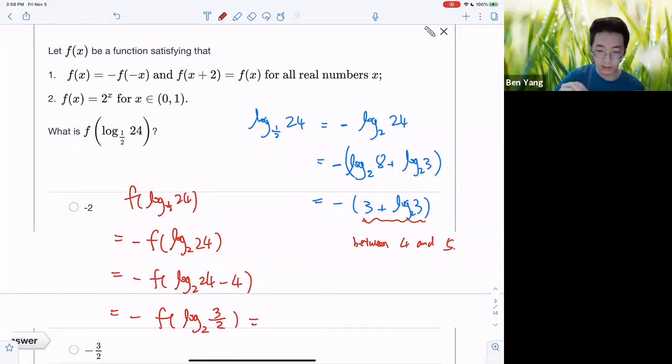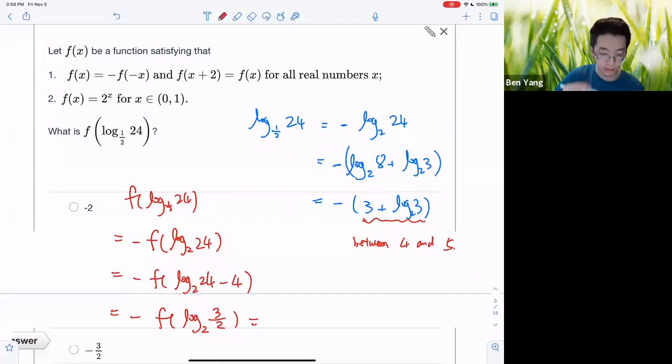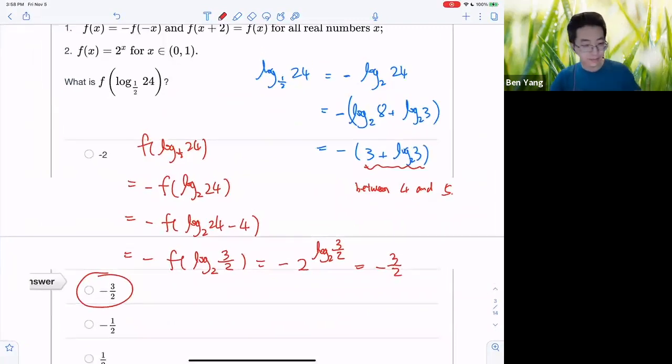Now we can use the second property here, because our input is between 0 and 1. So we can just use that property. So it's 2 to the power of log 2 of 3/2. But that's just a definition, right? It's negative 3/2. Okay, so the answer is it's B, negative 3/2.